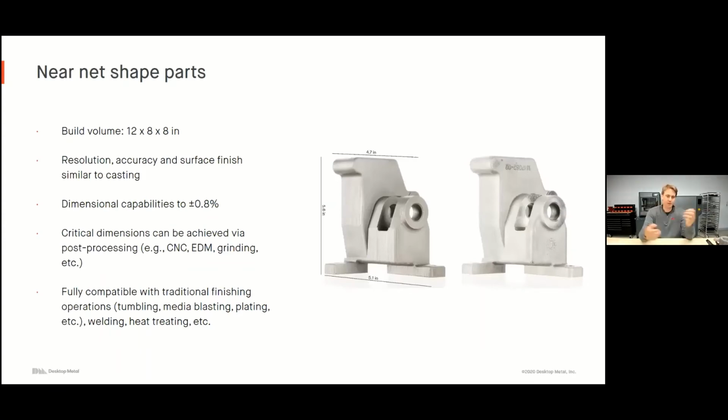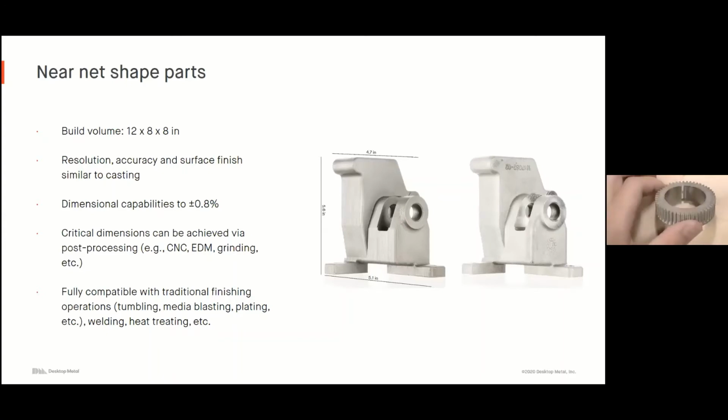So what is the result of this process? We're getting what we call a near net shaped part. Parts with resolution, accuracy, surface finish that's similar to what we would consider compared to a high quality casting. Let me switch over to my overhead camera now, and you should be able to see one of these parts in a little bit more detail here.